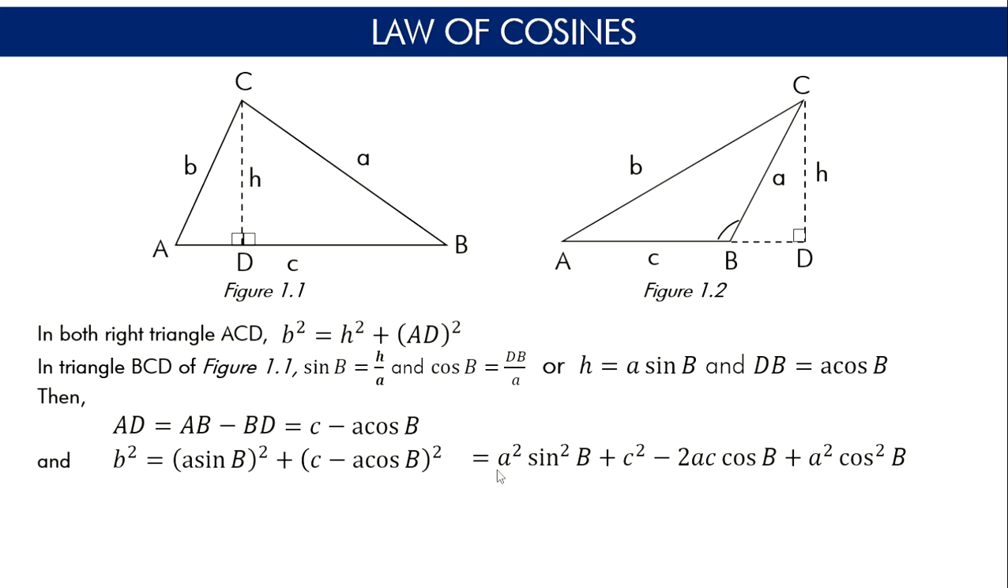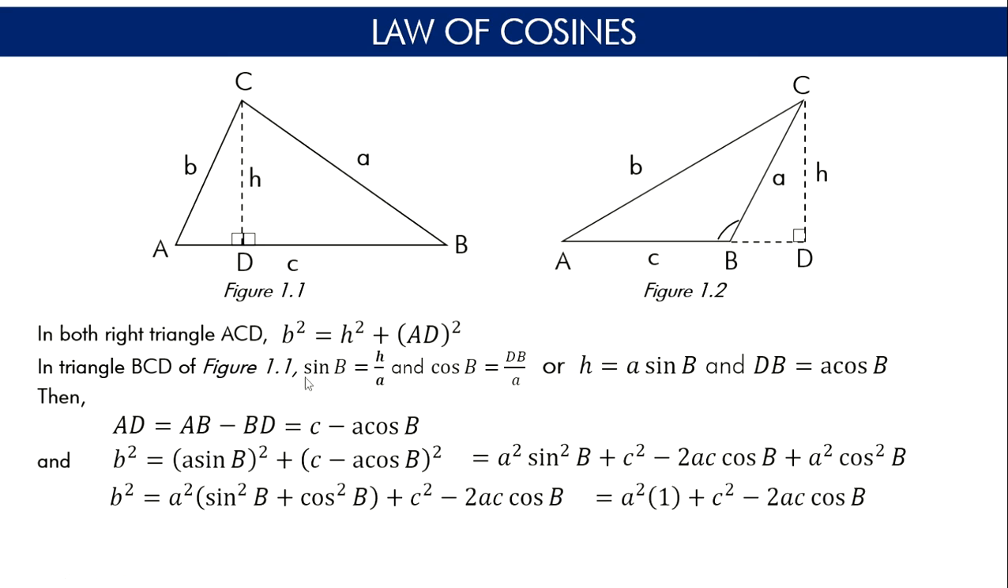Notice that we have a common monomial factor for these two terms, which is a squared. So let's factor out that a squared, and we'll have sine squared b plus cosine squared b. And we know from the Pythagorean identity that sine squared b plus cosine squared b is just equal to 1. As we simplify this, we'll have a squared plus c squared minus 2ac cosine b, which is equal to b squared.